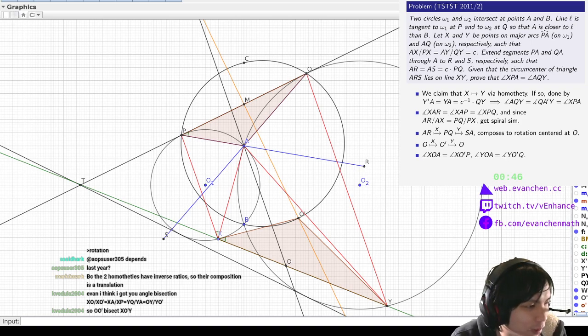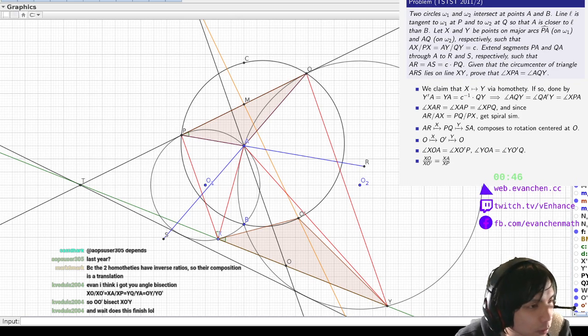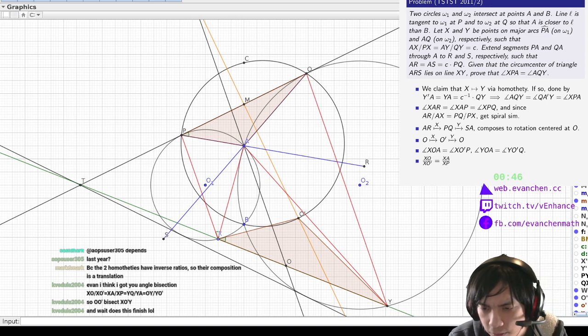You can tell I'm tired. Okay, so XA over XP. It should finish once I have the angle bisection. So equals OY over O prime Y. Oh, wait, why does that do an angle bisect? So I agree that it tells you that, like, this over this is this over that.